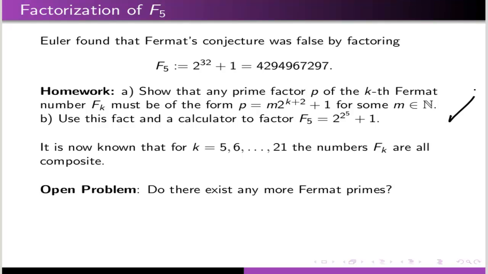Well, not only was Fermat's conjecture false, we have now quite the opposite conjecture going on. It has been tested for k equaling 5 through 21 and shown that all of these Fermat numbers are composite. So the new open problem is whether there exist any more Fermat primes. None have been found beyond the first few that I listed already.